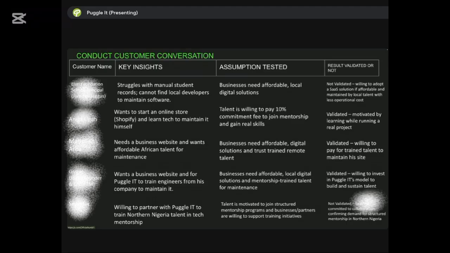They have already been doing it in bigger cities like Lagos, but in the north, they realized that we are emerging. They are like, hey, we want to partner. How are we able to do it? Because most of us emerged from there, we know how to do it. Our assumption was that talent is motivated to join a structured mentorship program and business partnership, and they are willing to support training.